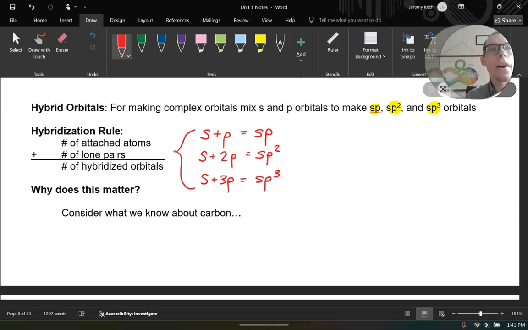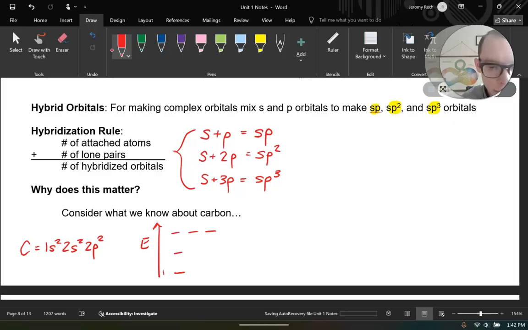Let's go ahead and write out our electron configuration for carbon. We know that carbon is 1s2, 2s2, 2p2. And we can draw and fill out our electrons here. So this would be our energy levels where we have our 1s, our 2s, and then our 2p.